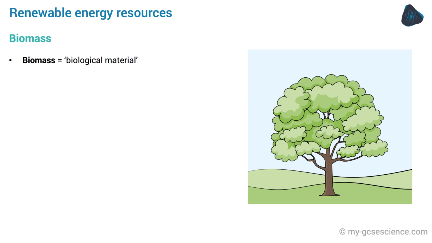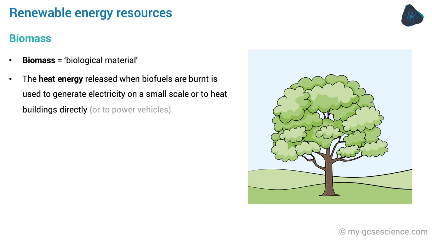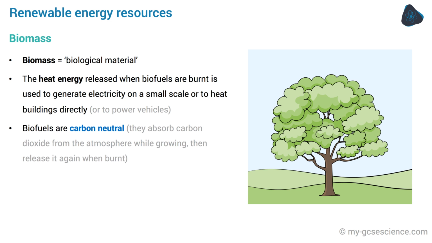Biomass means biological material. This comes mainly in the form of waste wood, but can take other forms too. When biofuels such as wood are burnt, the heat released is used to generate electricity on a small scale or to heat buildings directly. Although carbon dioxide is released when biofuels are burnt, plants absorb carbon dioxide from the atmosphere before being turned into biofuels. For this reason, biofuels are often described as being carbon neutral.